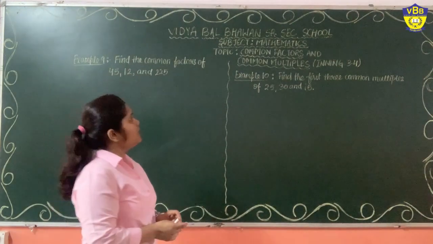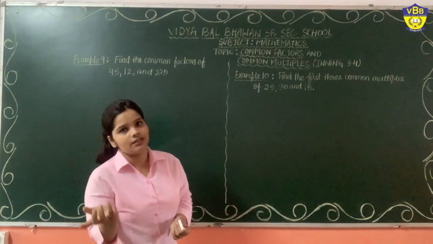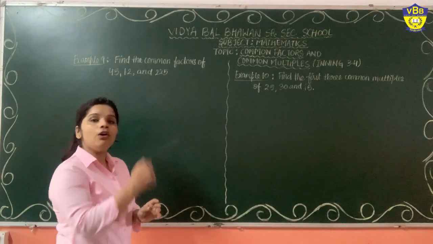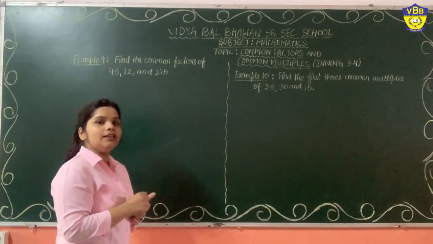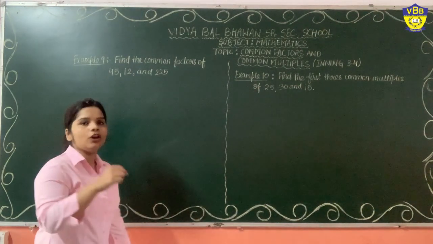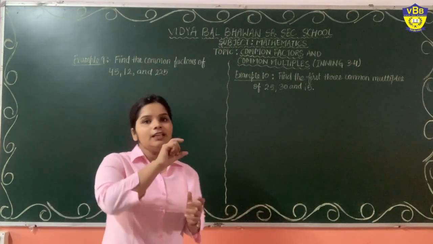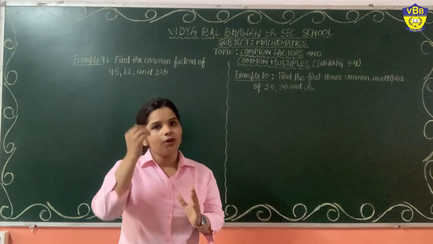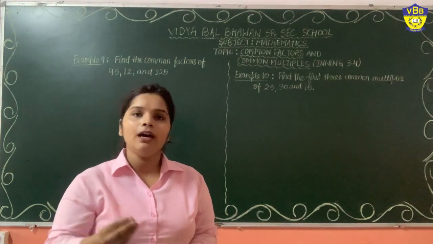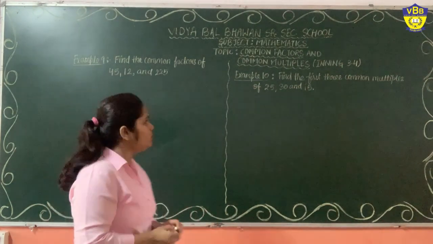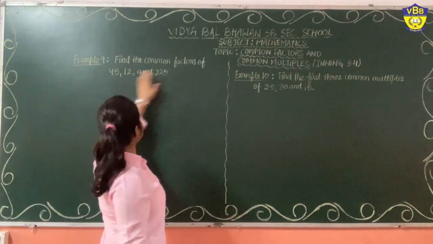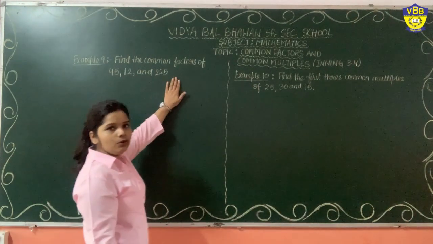So, in today's class, we are going to discuss common factors and common multiples. For that, we write all the factors of the given numbers and then find which factor is common in all of the numbers. If we talk about multiples, it is the same. We write the multiples of all the given numbers and then choose which ones are common in all of them. So let's start with the first example: find the common factors of 45, 12 and 225.